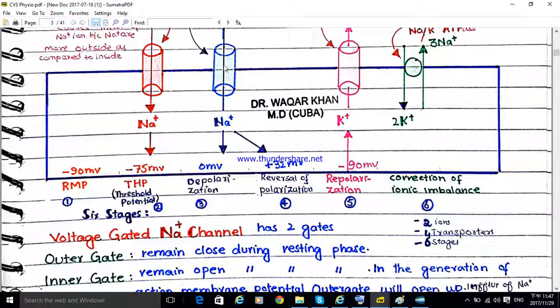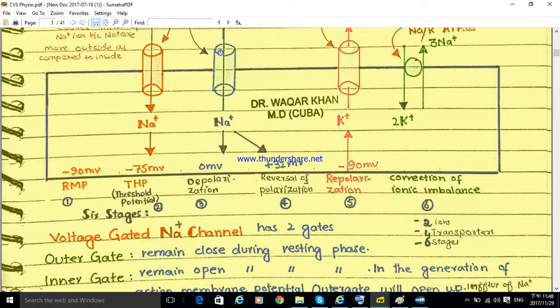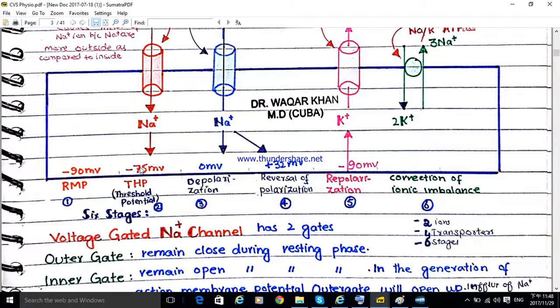It actually has two gates, as you can see here: an outer gate and an inner gate. The outer gate will be closed during the resting phase. As we have seen, when the threshold potential is gained, it will open up. The inner gate is already open during the resting phase.